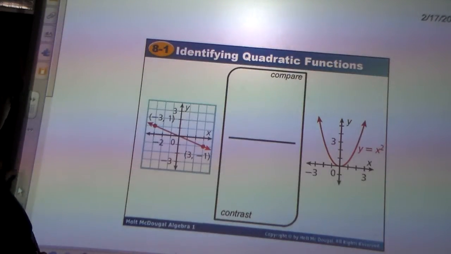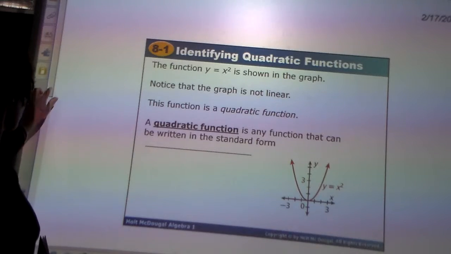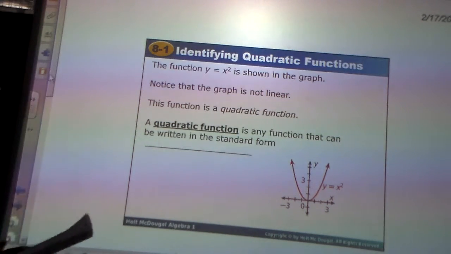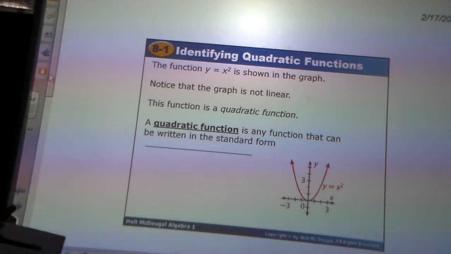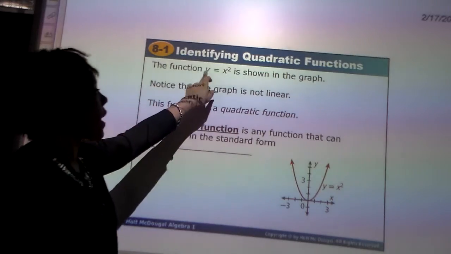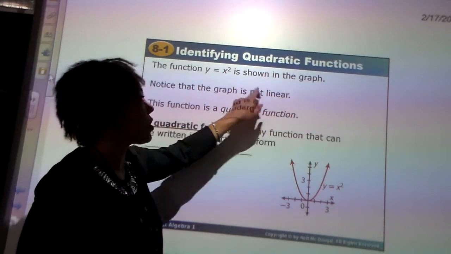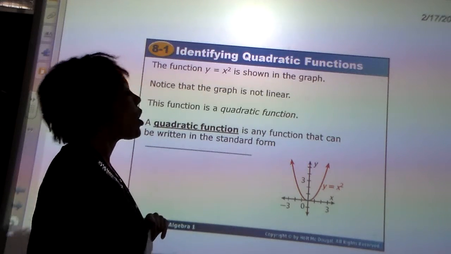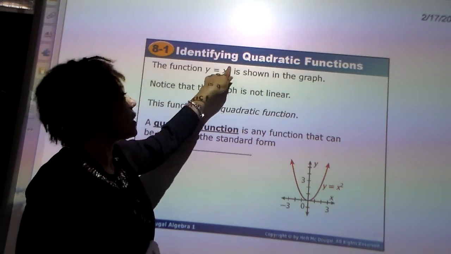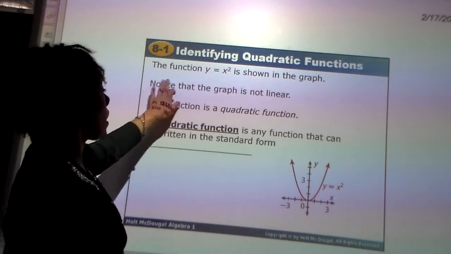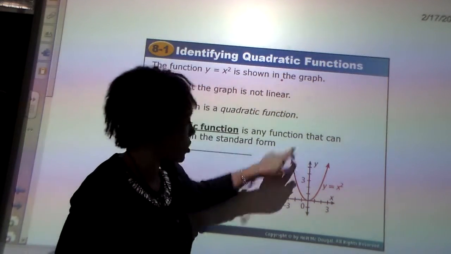And so moving on, how do you identify a quadratic function? Here it says the function y equals x squared is shown in the graph. Well, remember from the notes on the learning station that a quadratic function is going to have an exponent of 2. And so we have y equals x squared shown here.